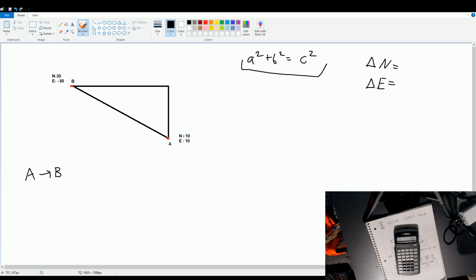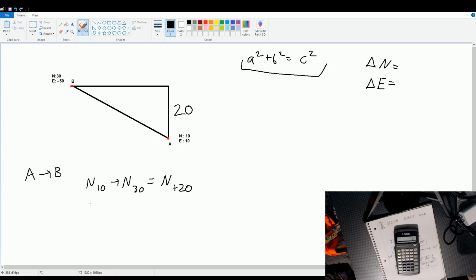Let's start with our northing values. A has a northing of 10, B has a northing of 30. From a northing of 10 to get to a northing of 30, I know I'm going to go 20 units. So we can say this value right here will be 20 units.